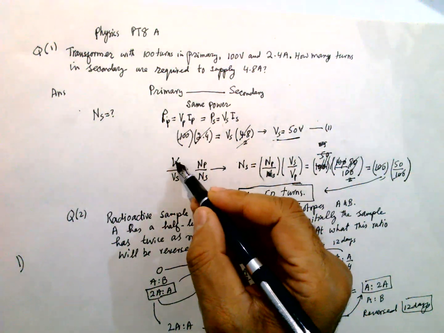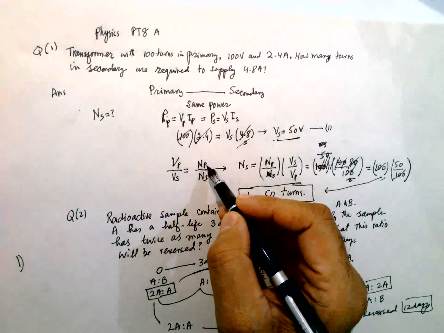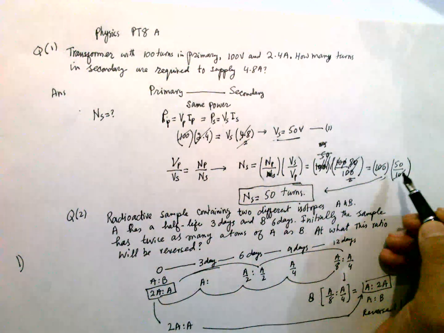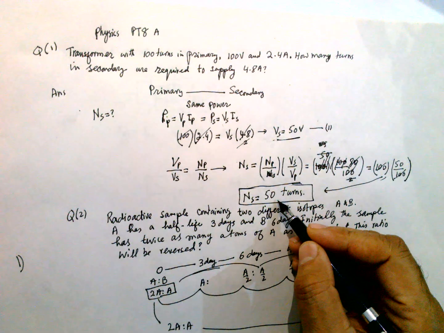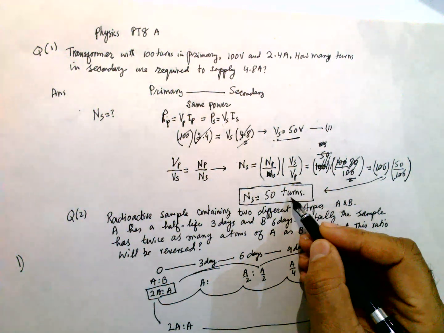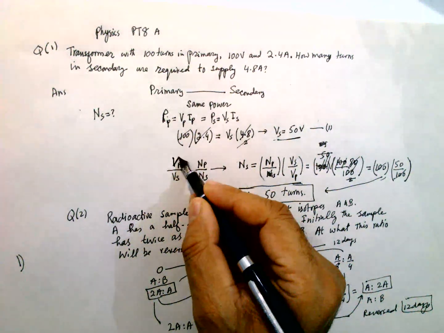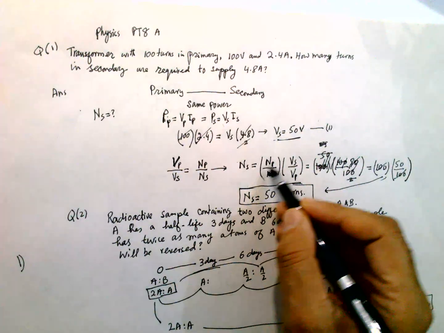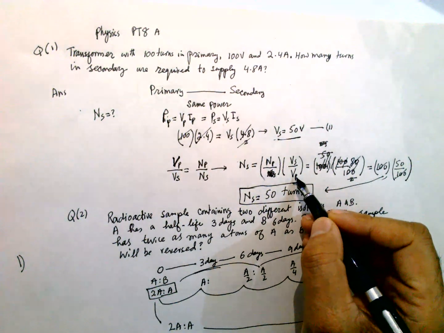So the voltage in the primary is proportional to the number of turns. So it's double the voltage, double the turns, which is equal to 50 turns in the secondary, half of the turns. So Vp over Vs is equal to Np over Ns. So Ns is equal to Np into Vs over Vp.